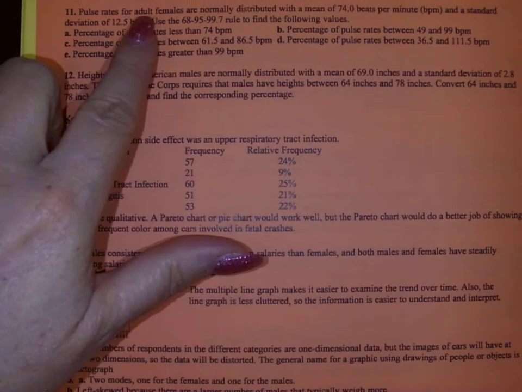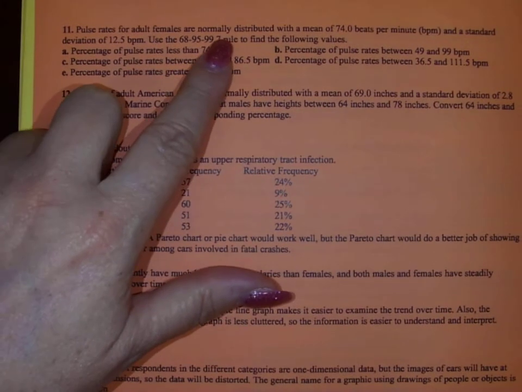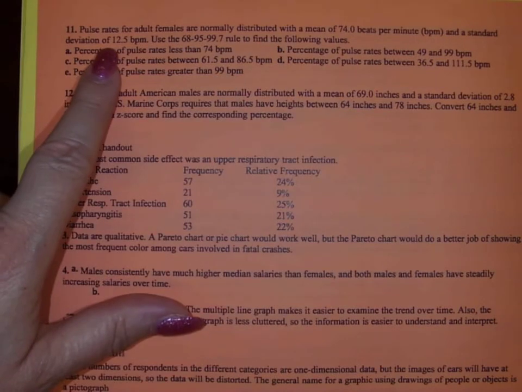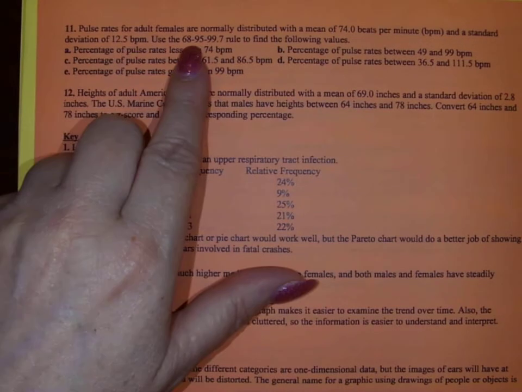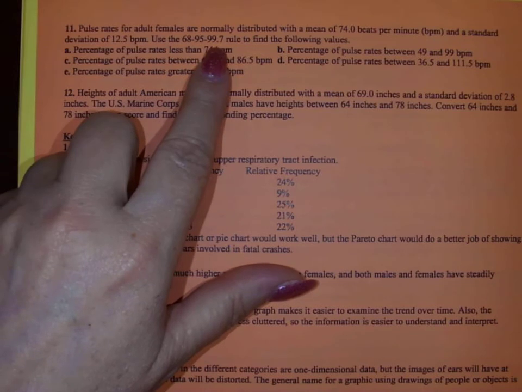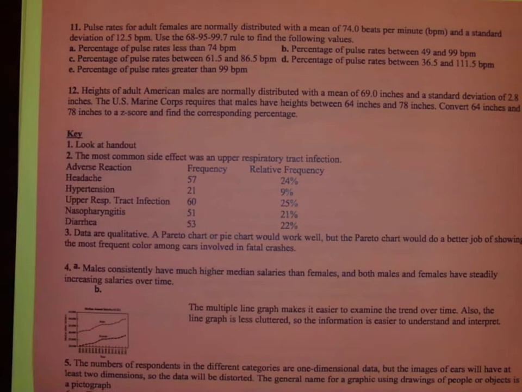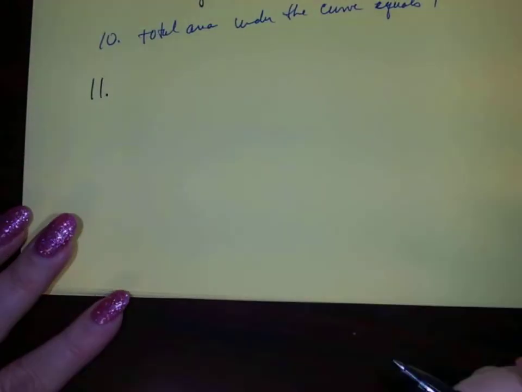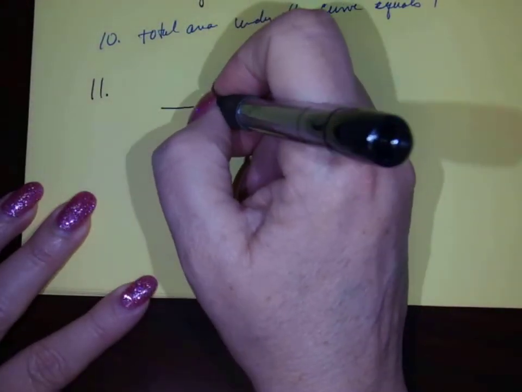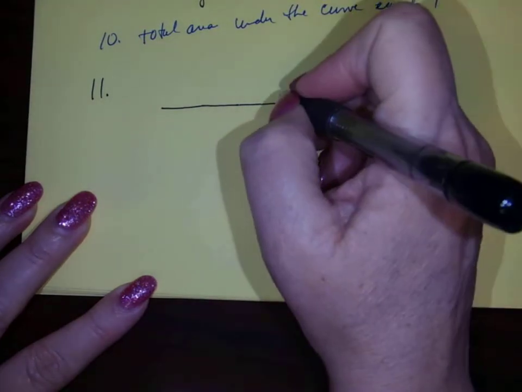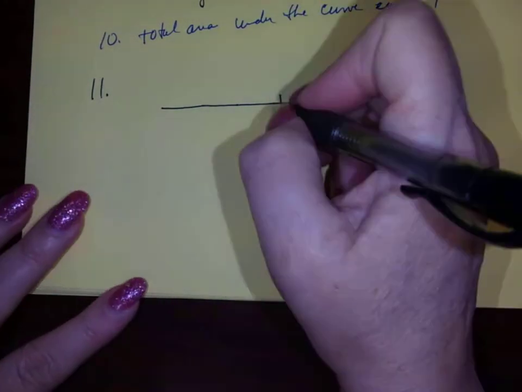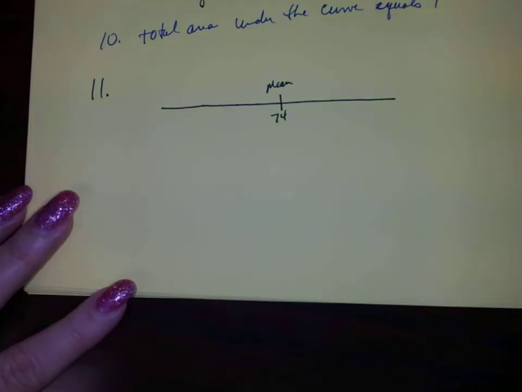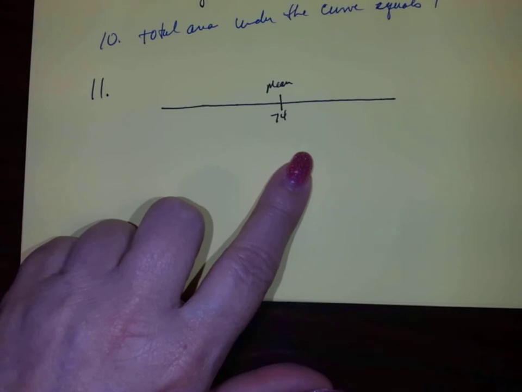Next question. The pulse rates for adult females are normally distributed with a mean of 74 beats per minute and a standard deviation of 12.5 beats per minute. Use the 68, 95, 99.7 rule to find the following values. All right, so if I'm going to be doing this problem, the first thing I want to do is draw a number line. And in the middle of my number line, I'm going to put my mean, which is 74. And my standard deviation is 12.5.